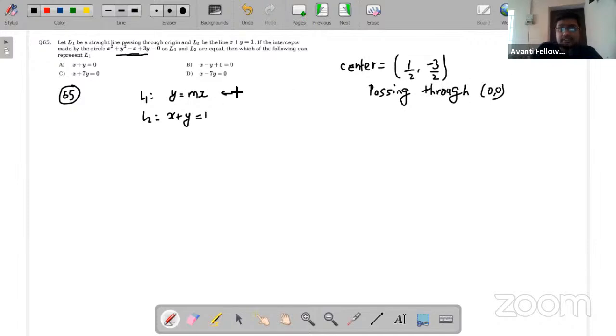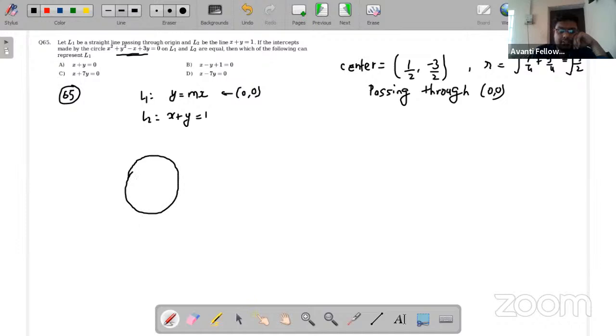This line is also passing through 0, 0. And intercept made by these two lines on this circle, we can find the radius also. Radius is root over g square plus f square minus c. So g square is 1 by 4 plus 9 by 4, c is 0. So 10 by 4 means 5 by 2. So root 5 upon 2 is the radius.